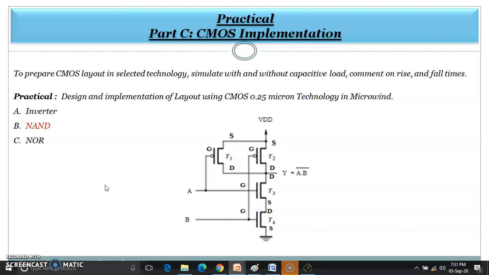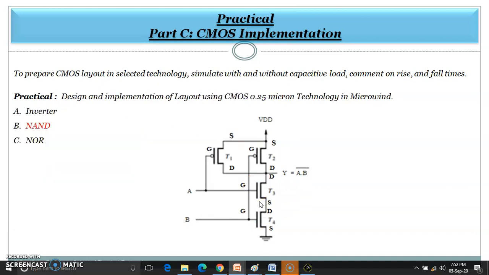Okay, so this is our practical title, aim: design and implementation of CMOS NAND gate layout using 0.25 micron technology in MicroWin. So first of all, you need to draw a proper diagram of the NAND gate. The NAND gate is shown by this particular diagram, that is, two PMOS are connected in parallel and two NMOS are connected in series.